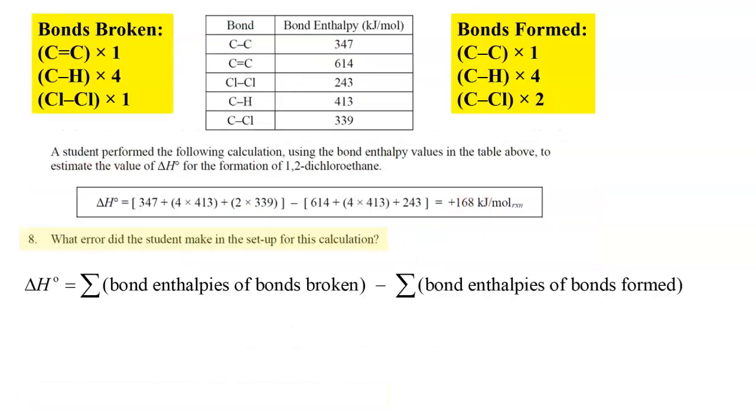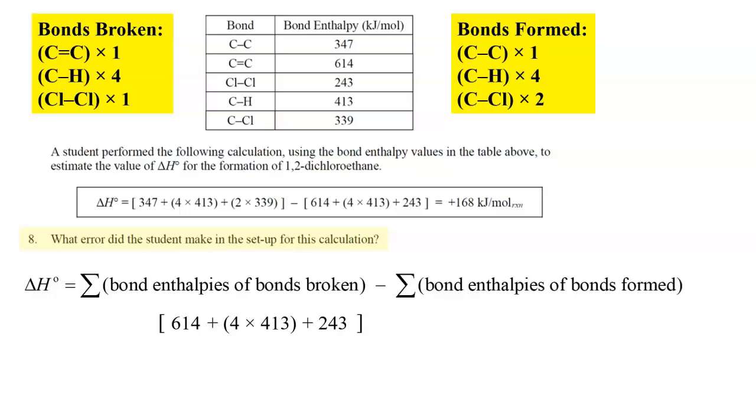Let's go ahead and set up our equation with the sum of the bond enthalpies of bonds broken, and that would be a carbon-carbon double bond, which has a value of 614 kilojoules per mole, so 614. We have the carbon-hydrogen bond, which comes in at a value of 413 kilojoules per mole, and we have 4 of them, so 4 times 413. And then we have that chlorine-chlorine bond, which has a value of 243 kilojoules per mole. So we'll add 243 to the total. So that is the sum of the bond enthalpies of bonds broken.